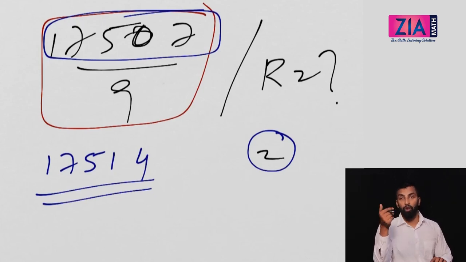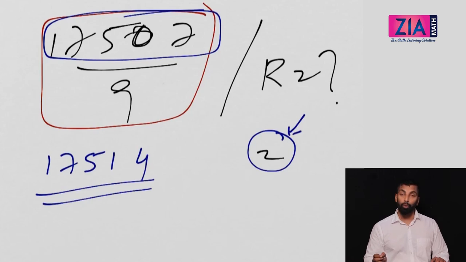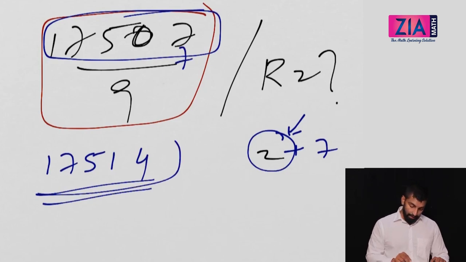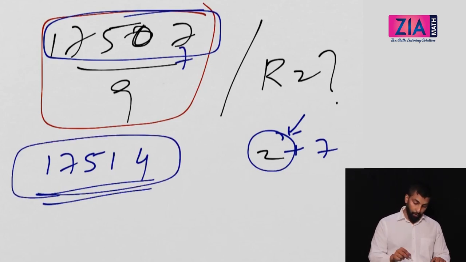Because you got the remainder 2, you already have 2 extra. If you add 7 more, you get a number which is divisible by 9. When you took the sum of digits, you got 2. You should have got 9. How do you make 9? You add 7. Where do you add 7? You add 7 here. So you get 17514. Now if you want, you can check it.